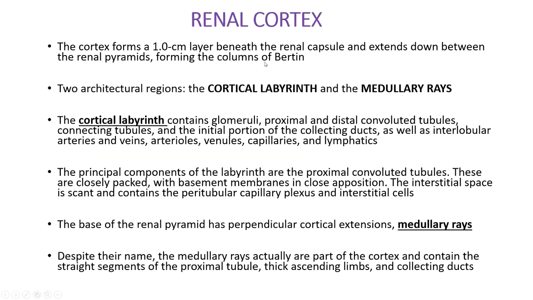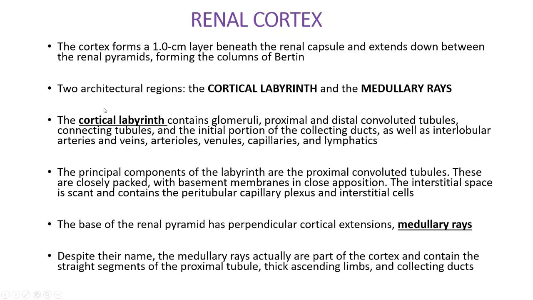So now coming to the discussion of the various layers of the kidney under the microscope. You have got an outer renal cortex, which forms a 1 centimeter thick layer, which extends from beneath the renal capsule and in between the renal pyramids, forming the columns of Bertin, like we've already discussed. And it is actually composed of two important architectural regions. One is the cortical labyrinth, the other is medullary rays. Medullary rays can be thought of as rigid extrapolations of the medulla into the cortical parenchyma.